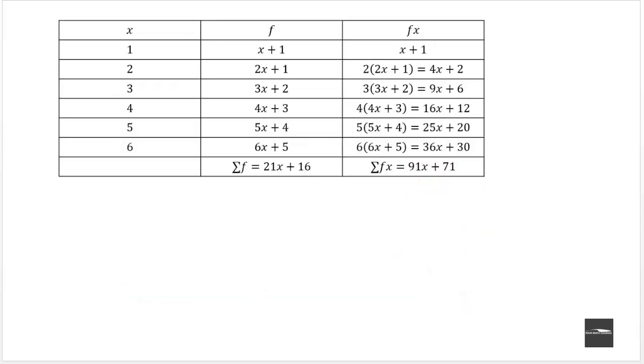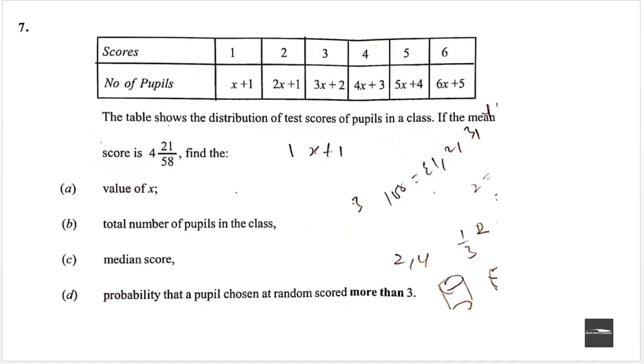So we can organize the data into this table. The score is x, frequency f, our number of pupils. Then we have the fx, which is this column times this column, or these values times these ones. That gives us the fx.